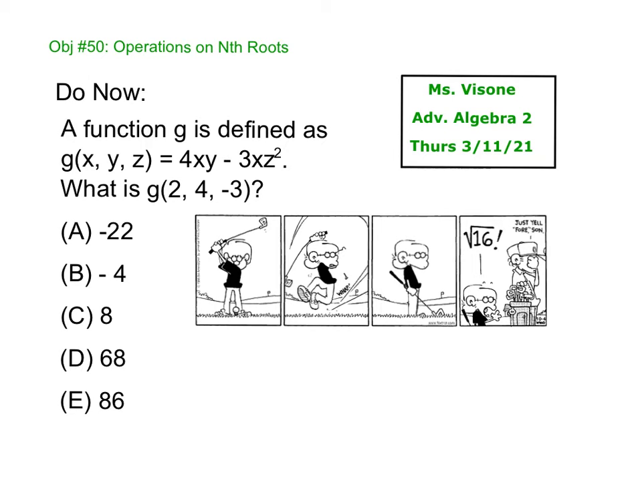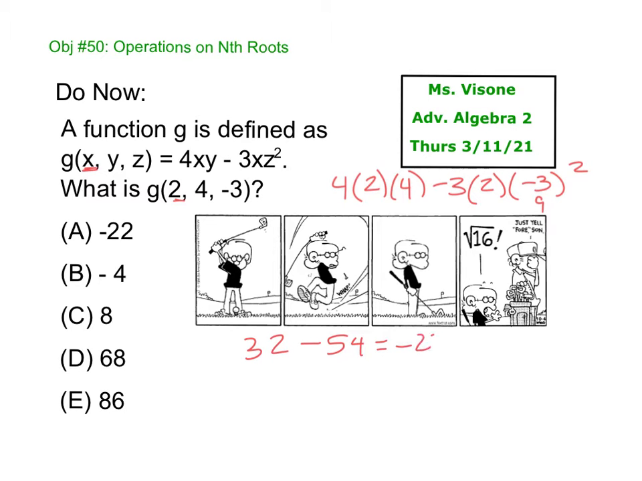So if you notice, you have g of x comma y comma z equals. So all this is a fancy substitution. So they're saying that your x value is 2, your y value is 4, and your z value is -3. So I'm just going to do 4 times x, x was 2, y was 4, minus 3, x is 2, and z is -3 squared. So that's 8, that's 32, minus, that becomes a 9, minus 54, so you get -22. So the answer is A.